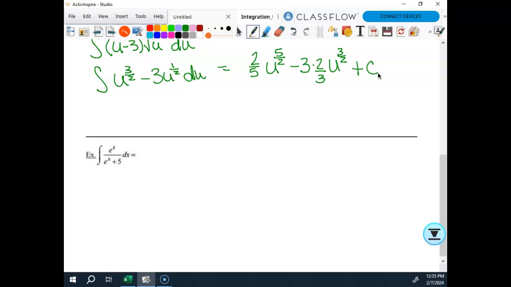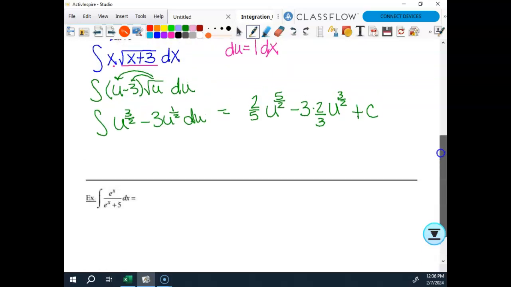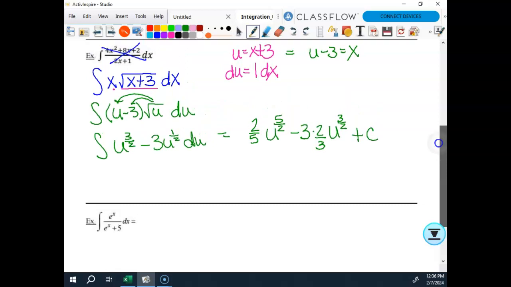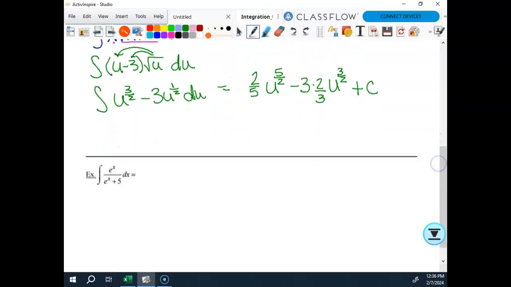Yes. All right, so now I'll clean that second one up. My u was x plus 3, so this will be 2/5 times (x plus 3) to the 5 halves power, minus, then these 3's cancel out, right? So I just get 2 times, not u anymore, good lord, (x plus 3) to the 3 halves power, plus c.